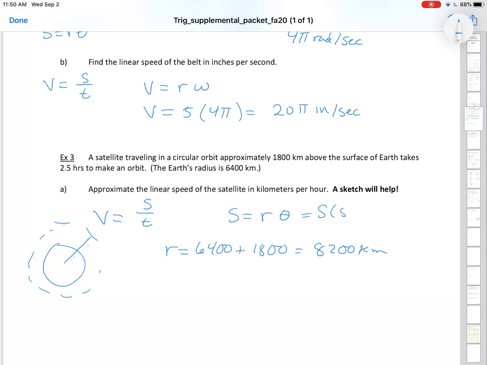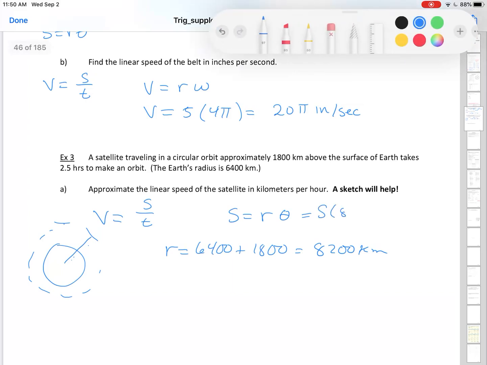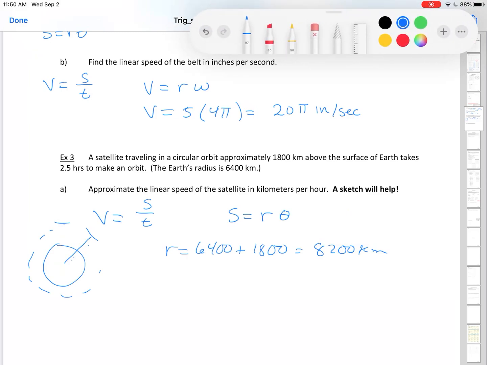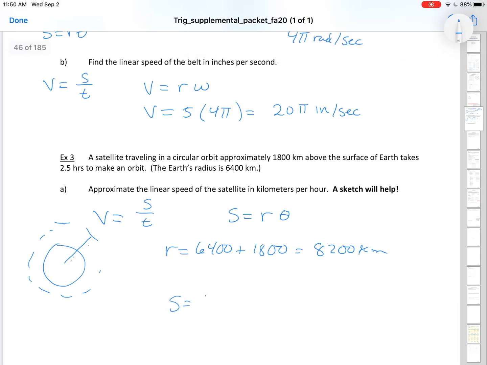So now we know that S is equal to R, 8,200, times the angle that it takes it to make. Okay, and so what angle is it making? Well, in 2.5 hours, and they do want kilometers per hour, that's nice. In 2.5 hours, it makes a complete orbit. Well, a complete orbit is one rotation, which is 2 pi.